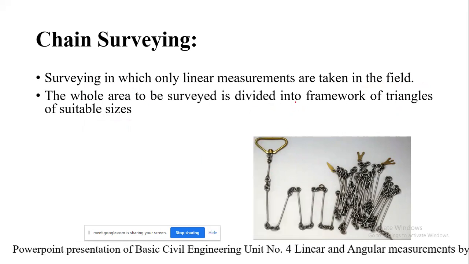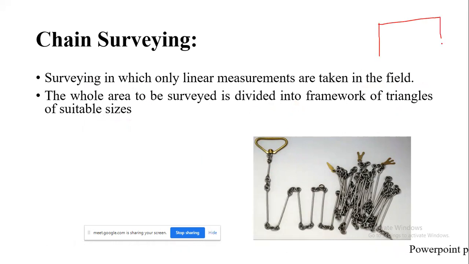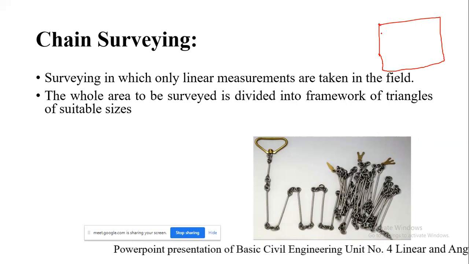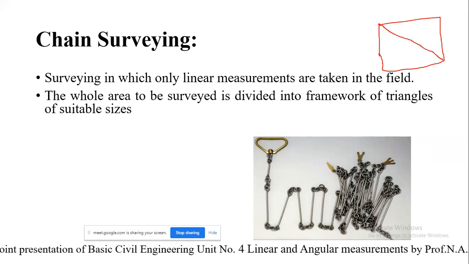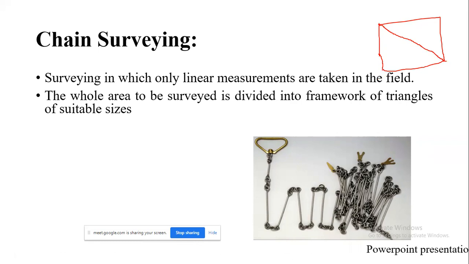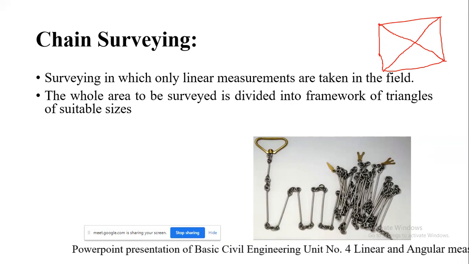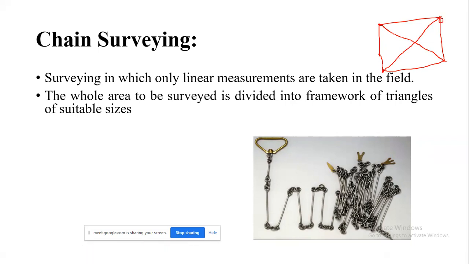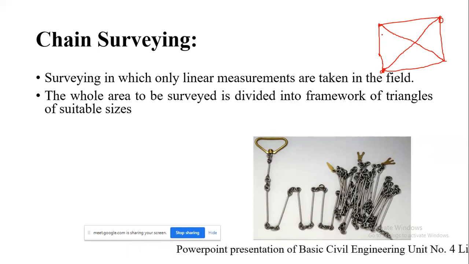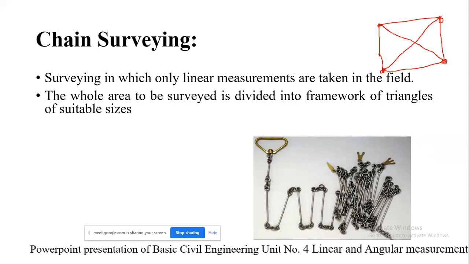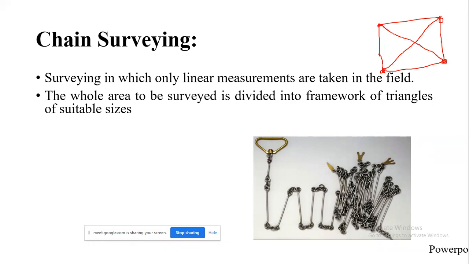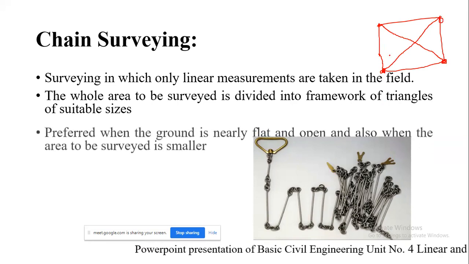Okay, so suppose this is the area which is to be surveyed. As I told you, we are going to make use of the principle of surveying. So I'm going to divide it into a framework of triangles of suitable sizes. Correspondingly, in order to measure the distance between this point and this point, I'm going to make use of chains again, from here to here. All these corner points are nothing but your control stations, or main stations.